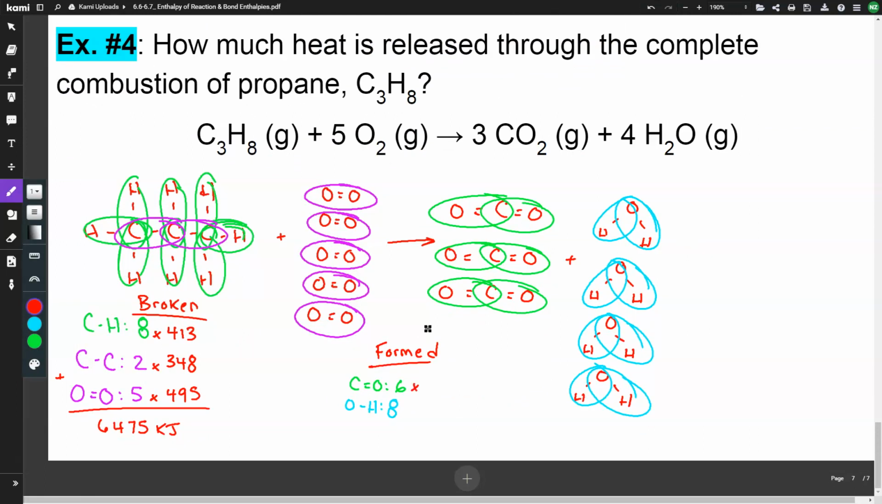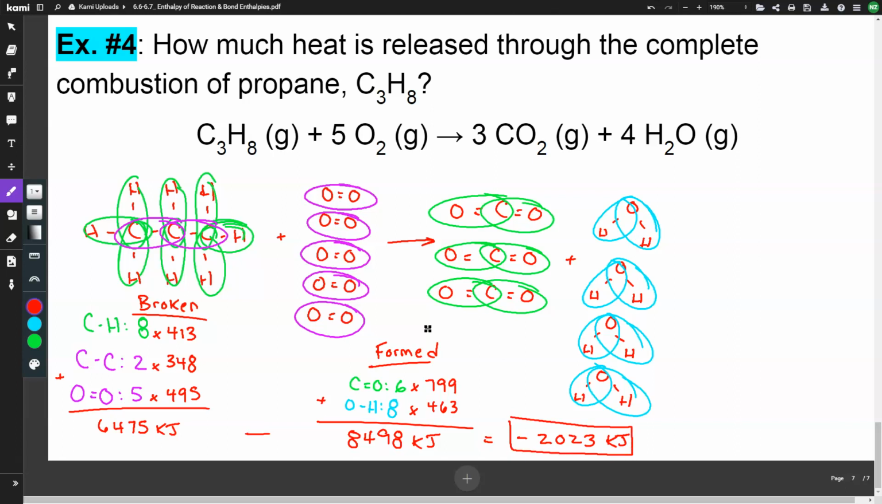So I'm going to plug those values in. Our carbon-oxygen double bond was 799, and our oxygen-hydrogen was 463. So we're going to add those up, and we get 8,498 kilojoules. Now if we subtract bonds broken minus bonds formed, we're going to get negative 2,023 kilojoules. And that would be how much heat is released.